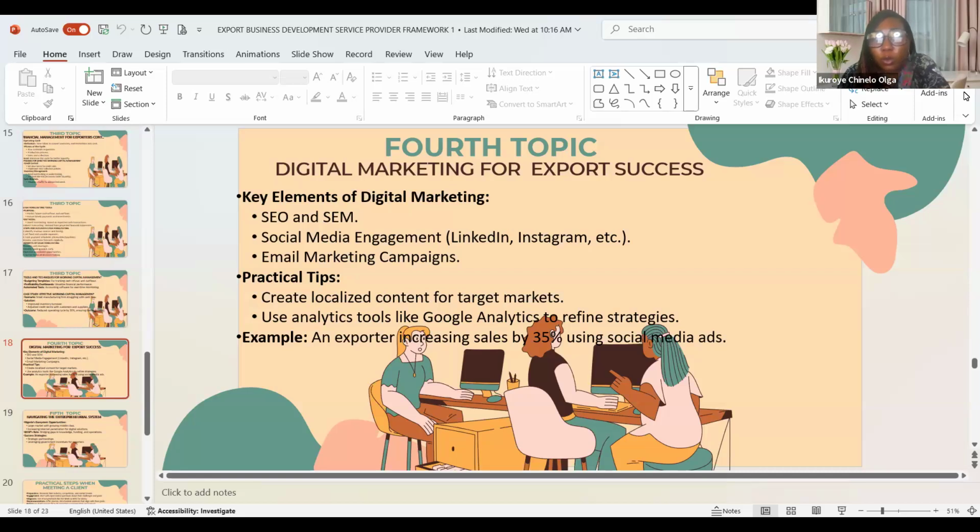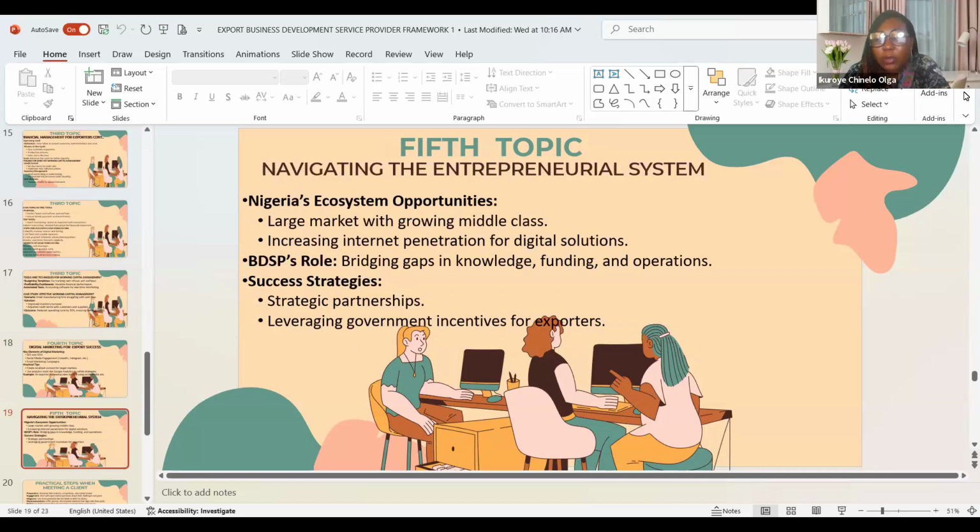Okay. Nigeria's ecosystem is full of opportunities. We should think of the large market and its increasing internet penetration. To succeed, you need to bridge gaps in knowledge, funding, and maybe operations. The BDSPs will help you build strong strategic partners and leverage government incentives.